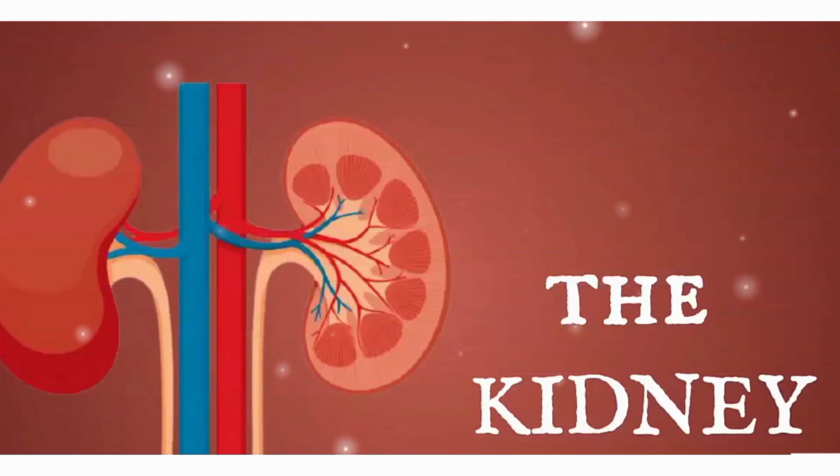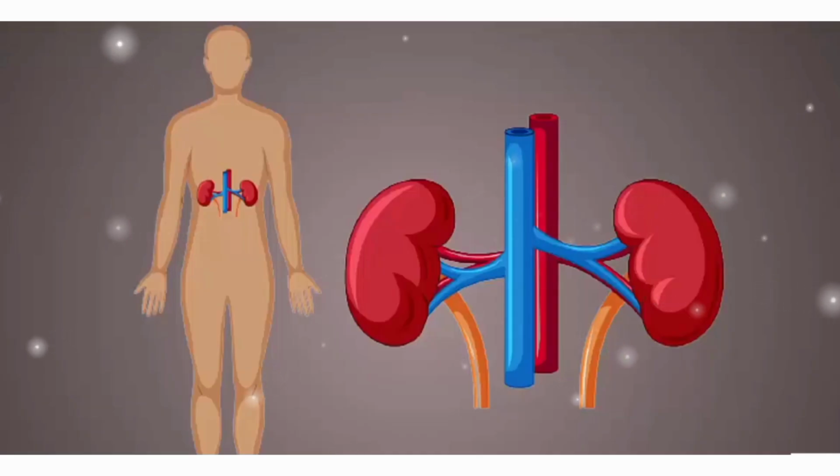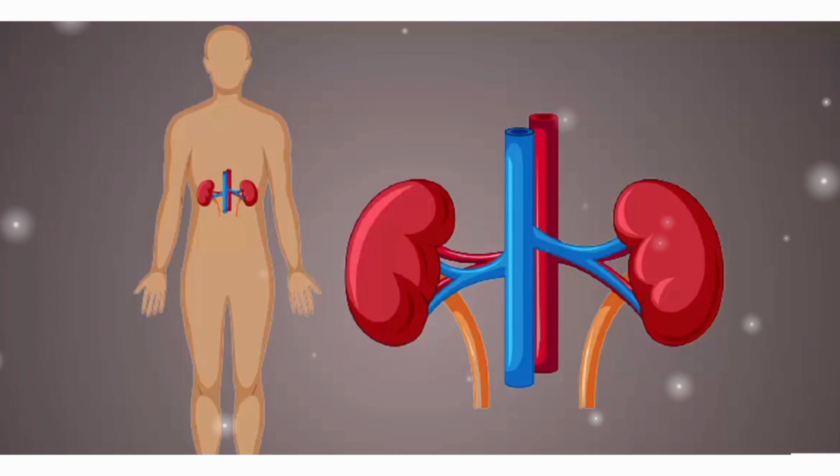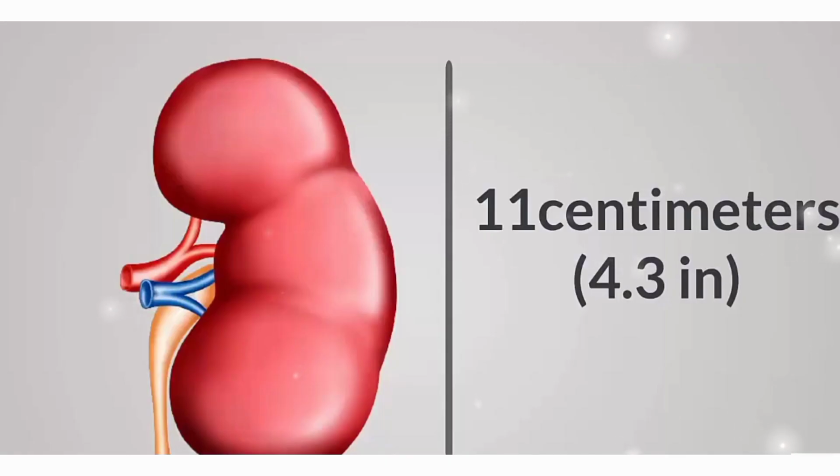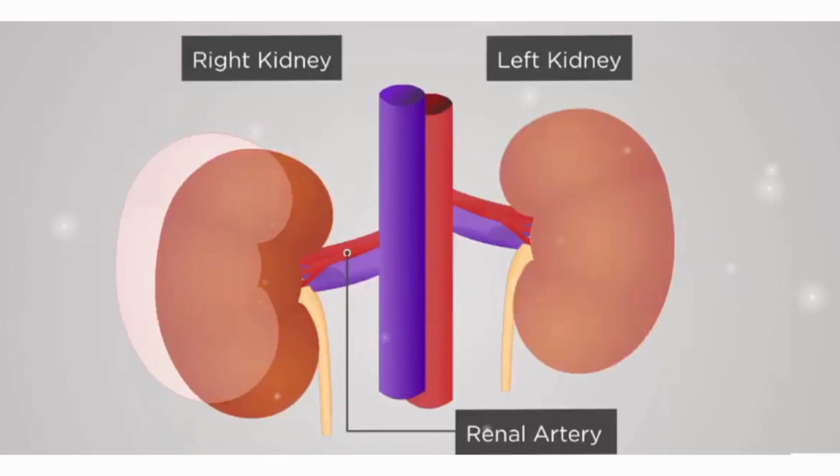Hello friends, today's topic is the kidney, the two bean-shaped organs located on the left and right sides of the abdomen. They are about 11 centimeters long in adults. They receive blood from the paired renal arteries.